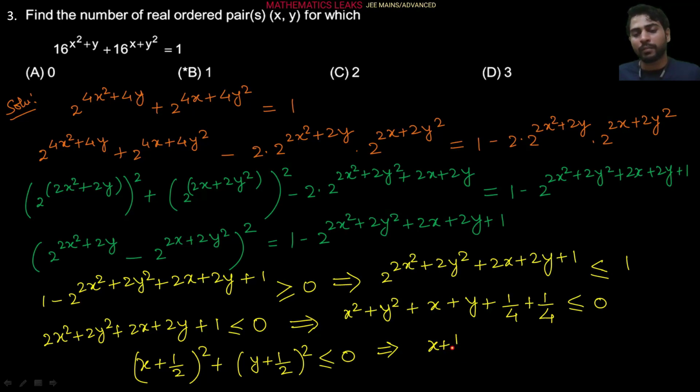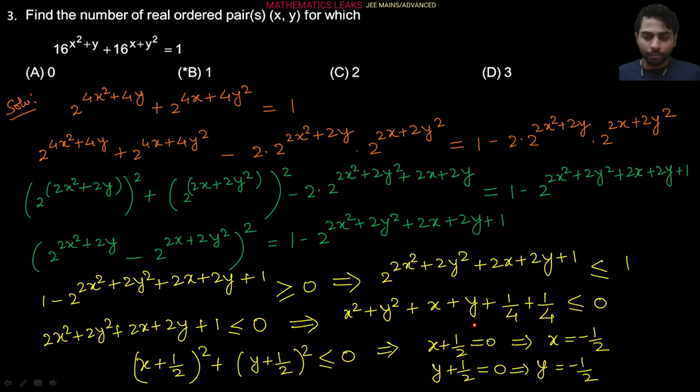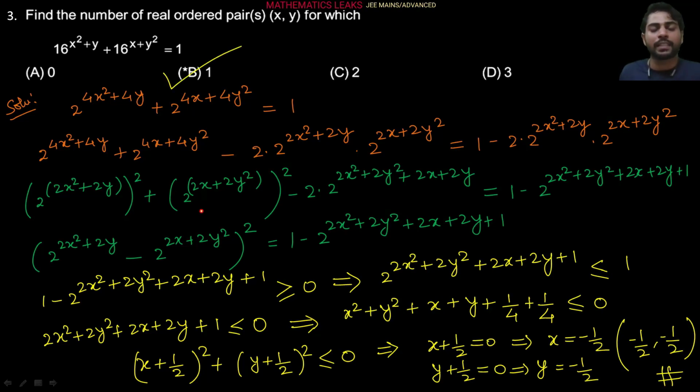Means x plus 1 by 2 must be equal to 0. That will provide you x equals minus 1 by 2. And similarly, y plus 1 by 2 must be equal to 0, so y is equal to minus 1 by 2. So from here, they are asking the number of ordered pairs. The ordered pair will be minus 1 by 2, comma minus 1 by 2. Means only one ordered pair is possible here, everybody. Only one ordered pair, so option B is correct here, absolutely.